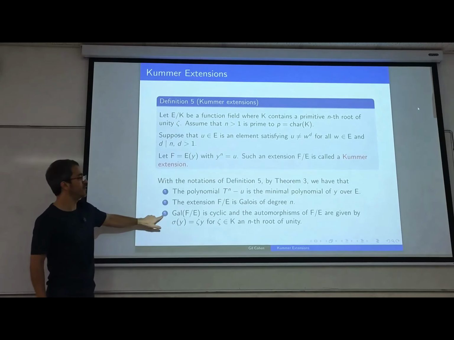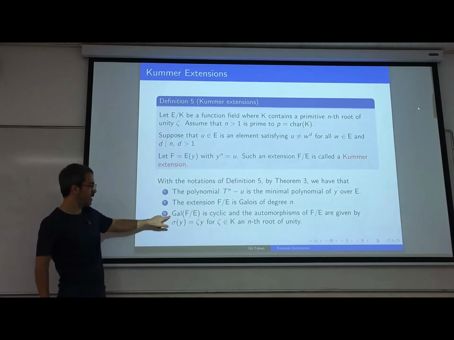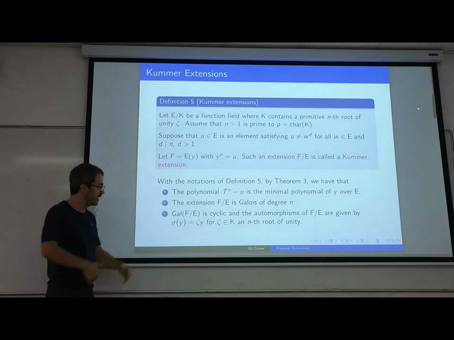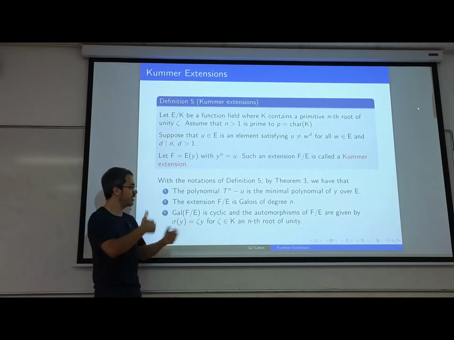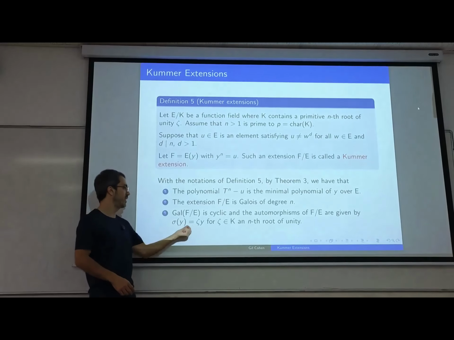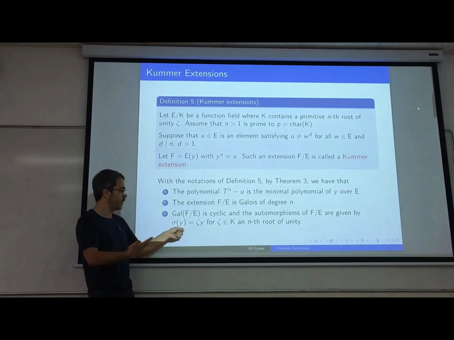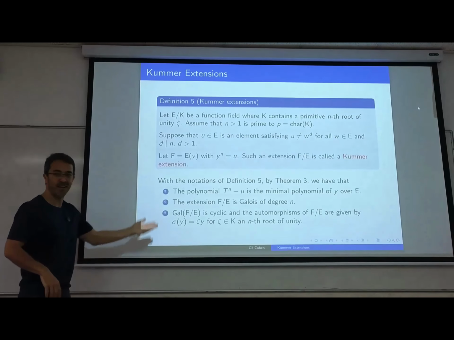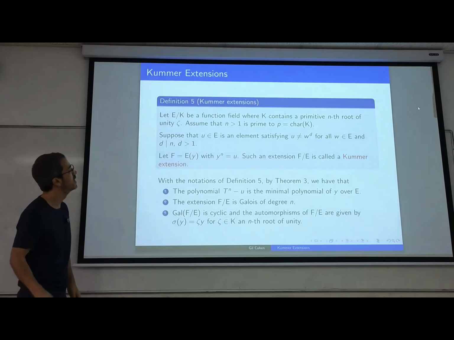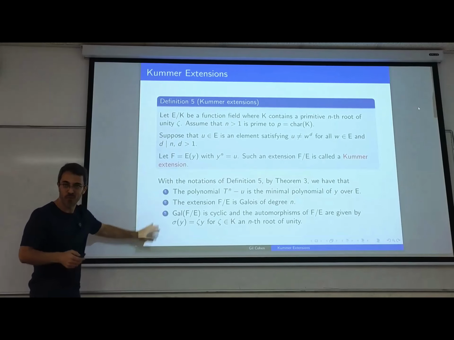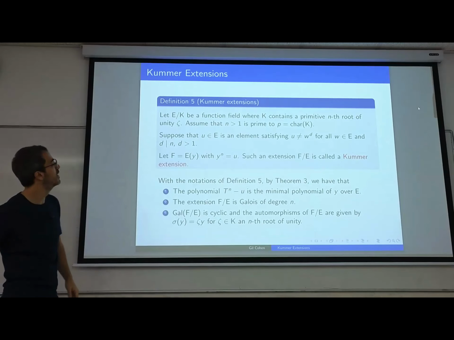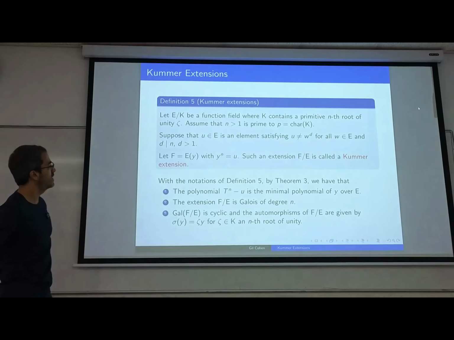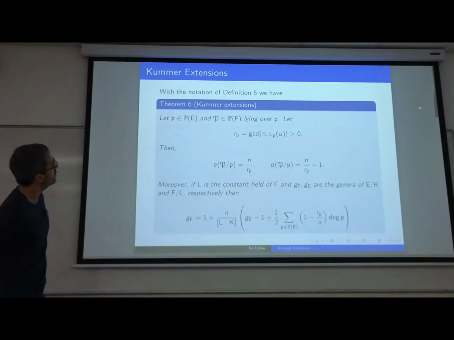And if you care about Galois, then you know that once you do that, this Galois group is cyclic. The automorphism group is determined by what you do to y, and what you should do to y is multiply it by this zeta. Anyhow, don't worry about this too. That's only if you like Galois. But that's the definition of the Kummer extension.